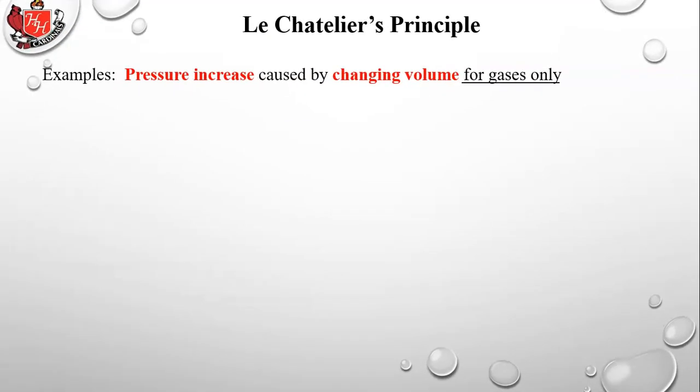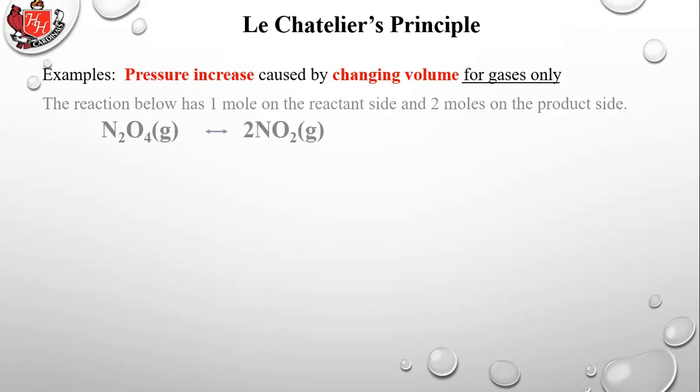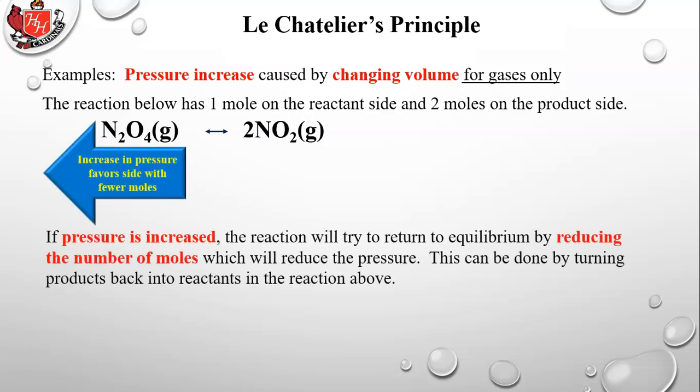Pressure. So pressure increase caused by changing volume for gases only. So the reaction below, we'll use a different reaction, has 1 mole on the reactant side and 2 moles on the product side. So there's 1 mole of N2O4 and there's 2 moles of NO2. So it has twice as many moles on the right side as on the left side. So if pressure is increased, the reaction will try to return to equilibrium by reducing the number of moles, which will reduce the pressure. This can be done by turning products back into reactants in the reaction above.